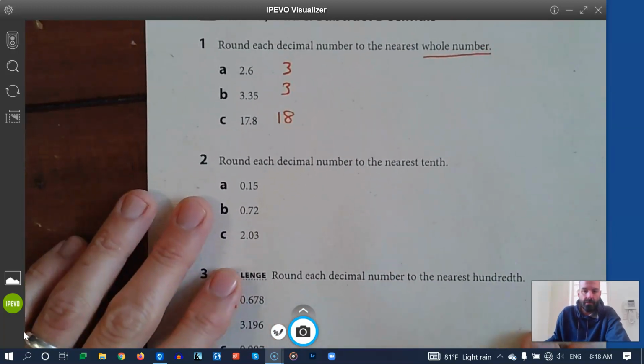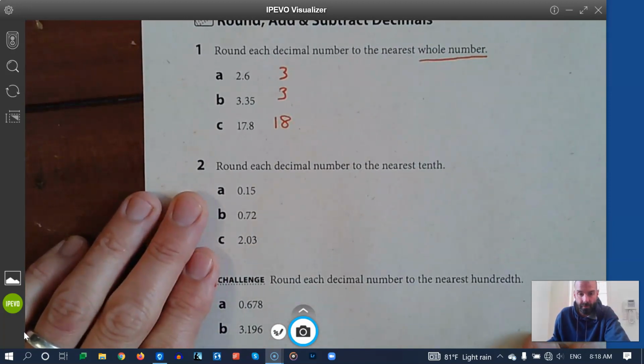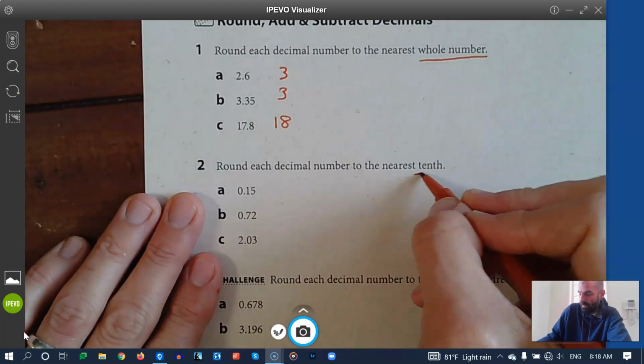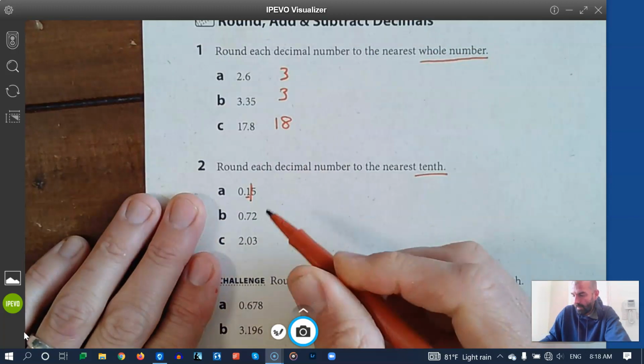All right, number 2, round each decimal number to the nearest 10th. I'm going to solve this in 3, 2, 1. We are looking at 10ths now, so here's my 10th there. I'm going to draw that line right there.